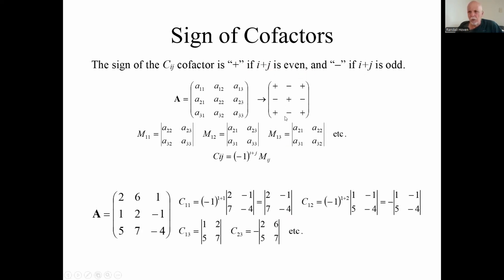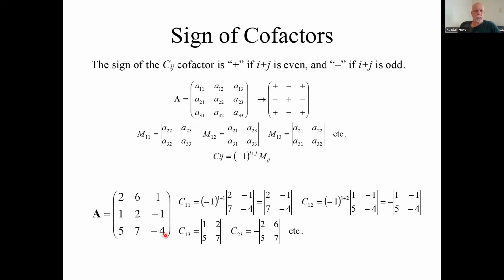Another way to memorize it or view it, and this applies to any size matrix, start out with a plus at this top left term here, the 1, 1 term, and then alternate signs going either strictly left and right or strictly up and down, not diagonal. Anyway, here's examples of some of those minor determinants and the cofactors there.